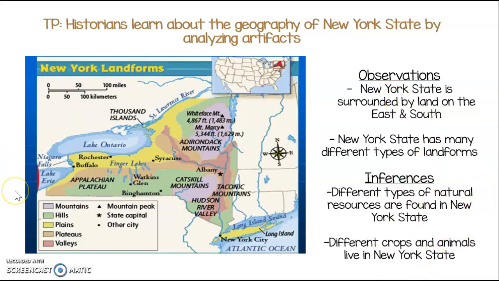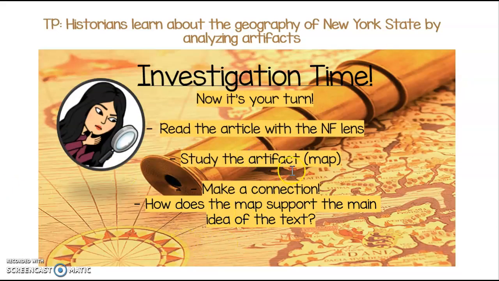So what did we learn today, guys? We learned that New York State has a diverse geography. There are many mountains, hills, plains, plateaus, and valleys, as well as many different types of bodies of waters. There are lakes, there are rivers, and oceans that surround New York State. And from that, we learn that there are many different types of natural resources that can be found in New York State.